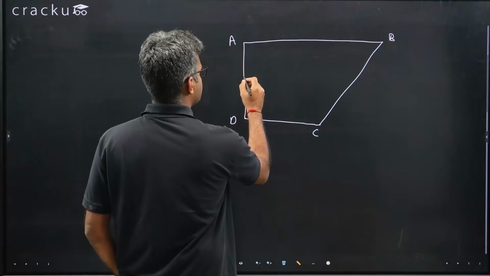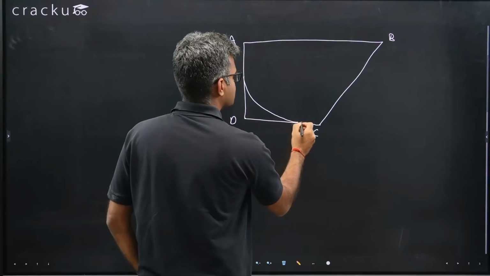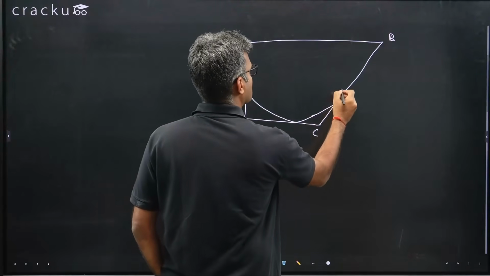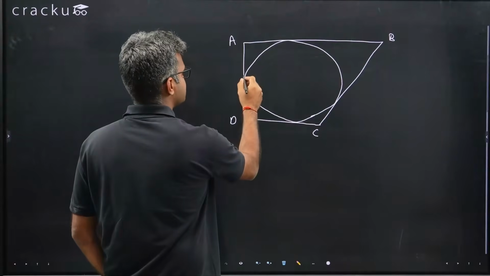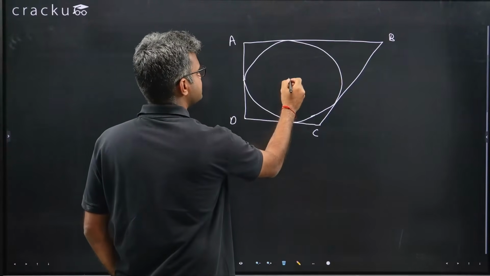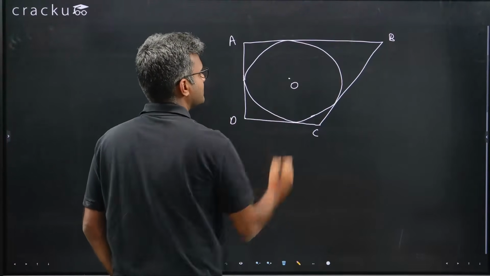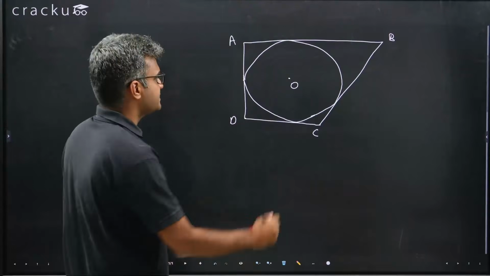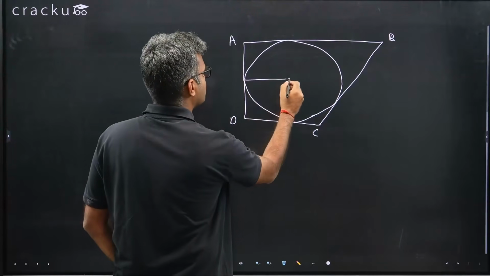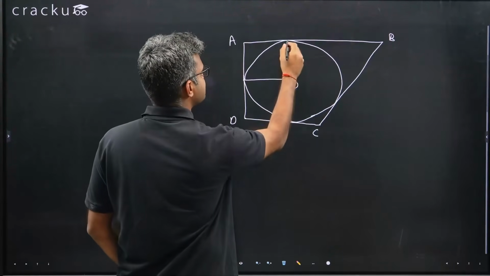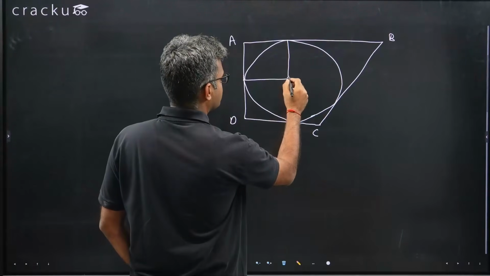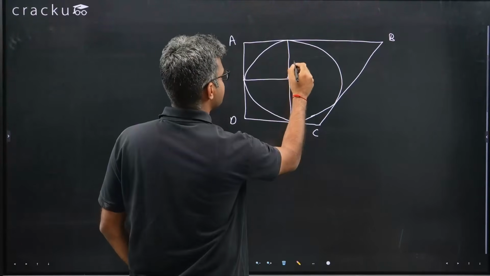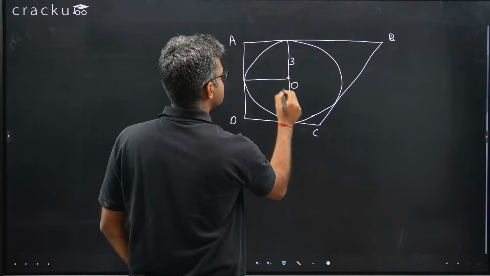So let us assume that this is how the circle looks like. The radius of the circle is 3 centimeters. Let the center of the circle be O. So this would imply that the length of O from AD is 3 centimeters. The length of O from AB is 3 centimeters. The length of O from CD is 3 centimeters. This is 3, this is 3, this is 3.